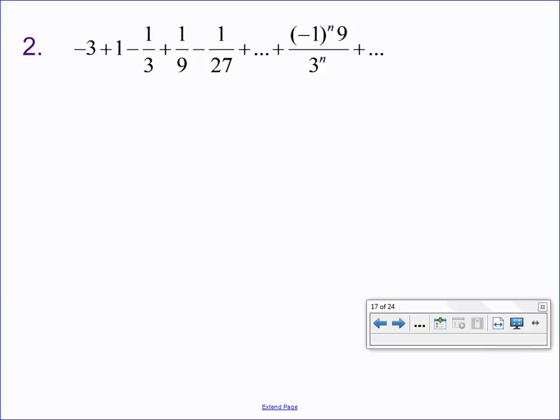-3 plus 1 minus 1/3 plus 1/9 minus 1/27. Is this an alternating series? Yeah. It looks like my terms alternate forever and ever after a particular one between positive and negative, and that's a dead giveaway for the generalized nth term, the -1 to the n, or n plus 1, and then n over n, 9/3 to the n.